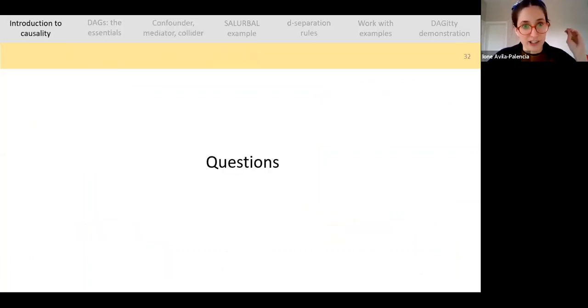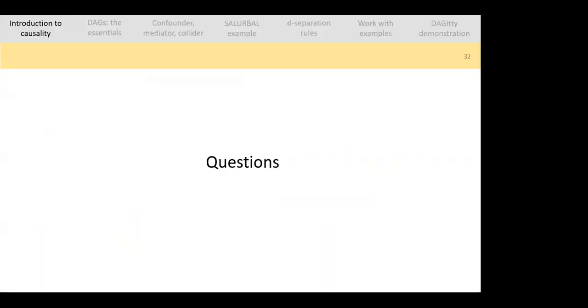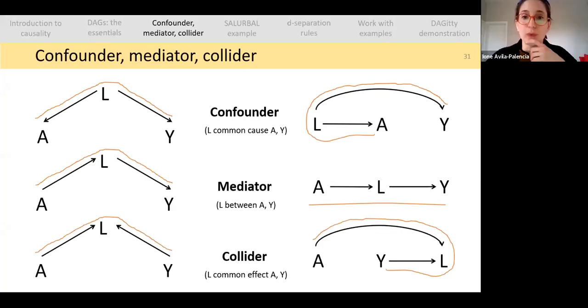So do you have any questions? Feel free to unmute yourself if you want to ask something. No? Sorry, I don't know if you will give us an example of a collider in a study or an example that you can give us? Yes, we are going to show more. So now I'm just giving the extremely basic concepts, and we will go through examples.